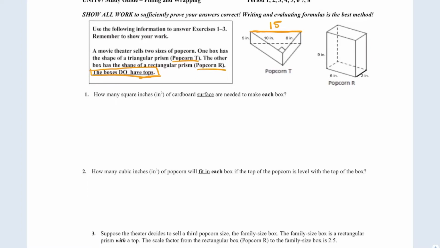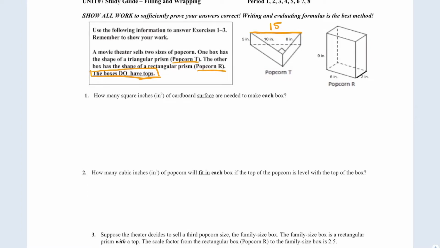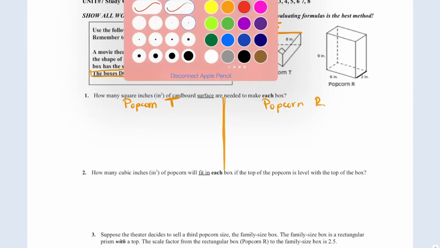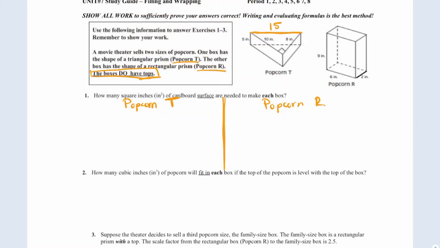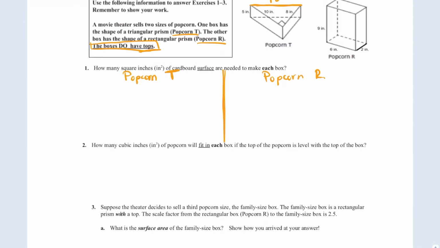All right, let's take a look. It says how many square inches of cardboard surface are needed to make each box. So there are essentially 2 problems within this. So I'm going to work with popcorn T over here, so the triangular box over here, and then I'm going to work with popcorn R on the right side. And we're looking for surface area, right? Cardboard surface, that surface is underlined. It should give you a hint as to what we're trying to find here.